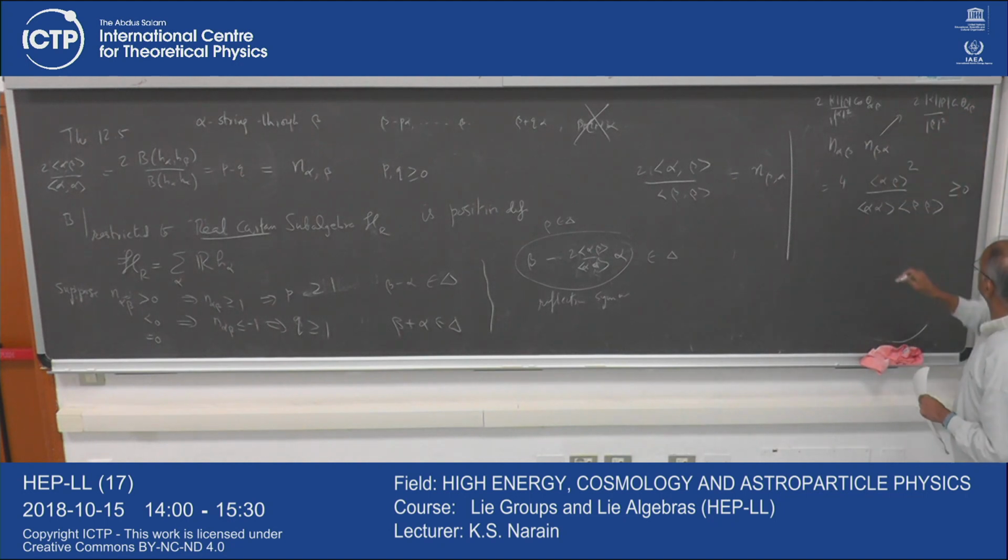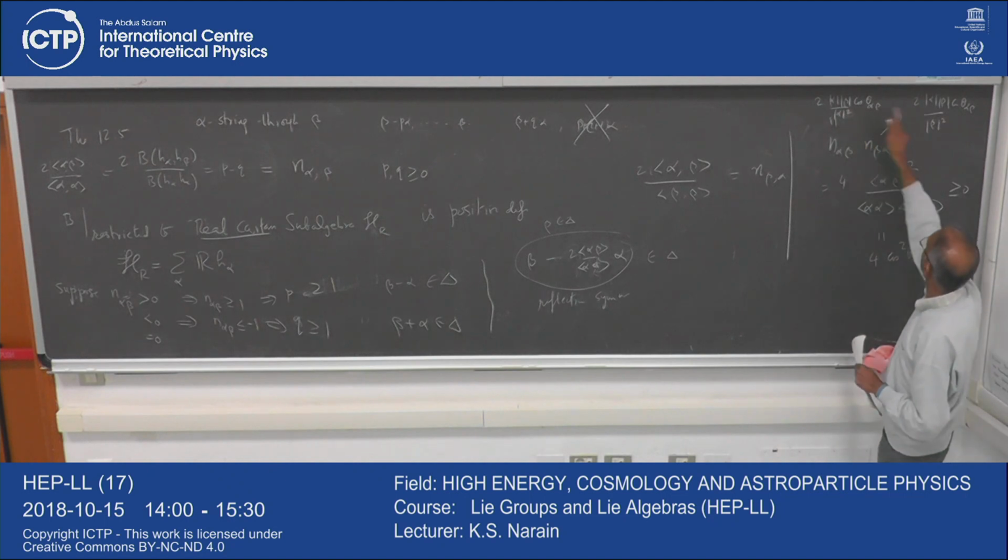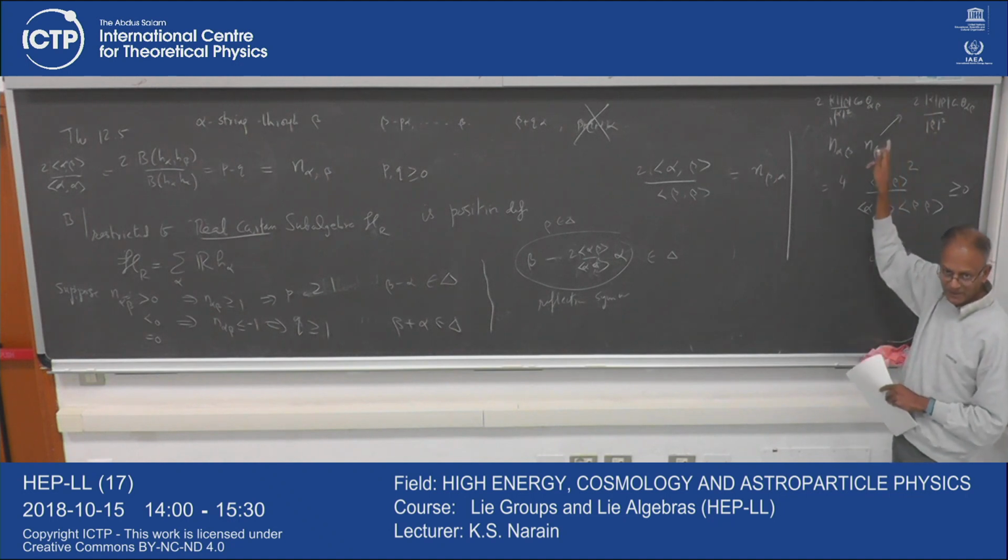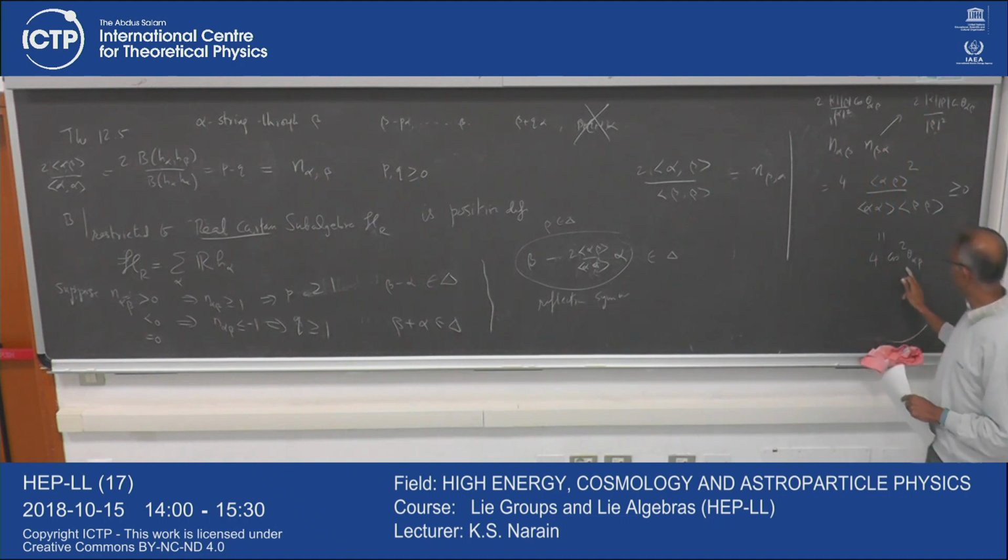Now take the product of these two, what do you get? This is the same as 4 cos square theta alpha beta. Because you see this, when you take the product, this cancels with all that. So the lengths disappear. Only the angle is there. 4 times cosine square between these two.